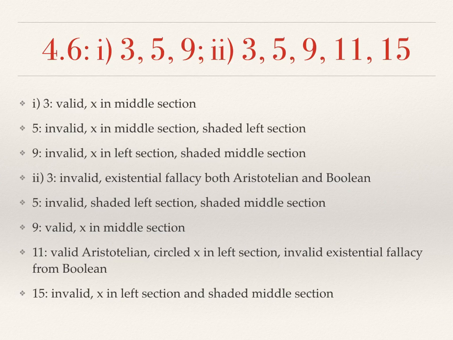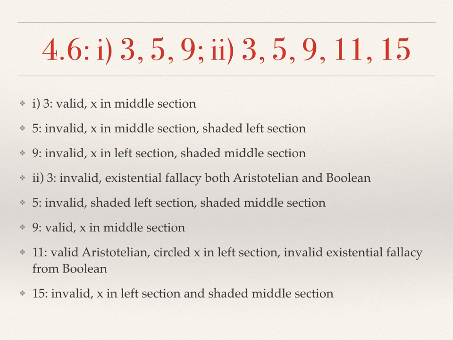So number 3, you have an X in the middle section, so it's valid. Number 5, you do not. You have an X in the middle section, and then on the other one you have a shaded left section, so it's invalid. Number 9, it's invalid. You have an X in the left section on the first one, and then a shaded middle section for the second one. So the conclusions don't follow.